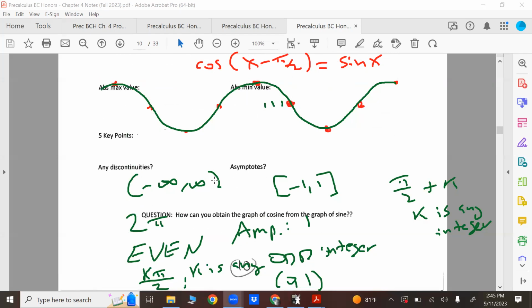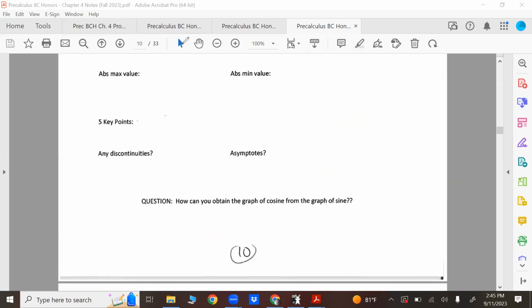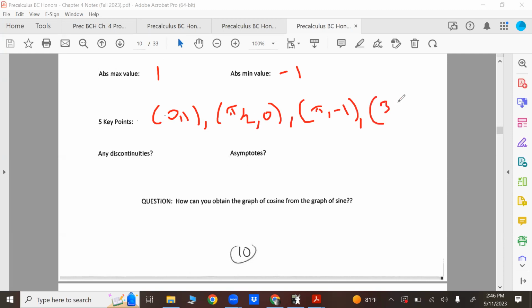All right, let's fill out more of this table here. Okay. Absolute max is what, guys? 1. Absolute min, negative 1. 5 key points, in order: 0, 1; pi over 2, 0. Yes, go ahead. If the thing doesn't get transmitted by horizontal shift, how do you want us to get the order of 5 key points? We'll get there. We'll talk about it. 3 pi over 2, 0. And the last one is going to be 2 pi, 1. Oops, my bad. Thank you, Brooke. No asymptotes, no discontinuities.